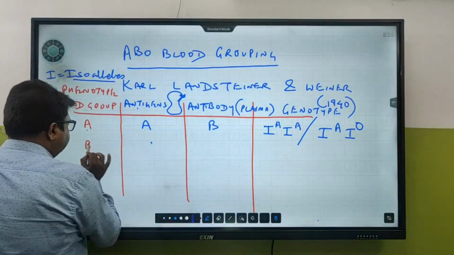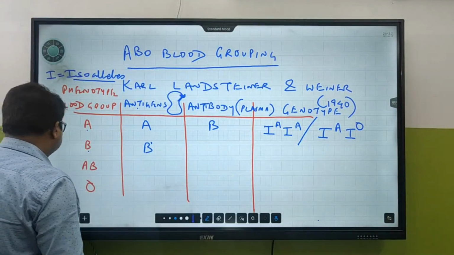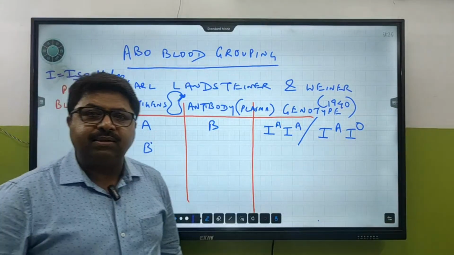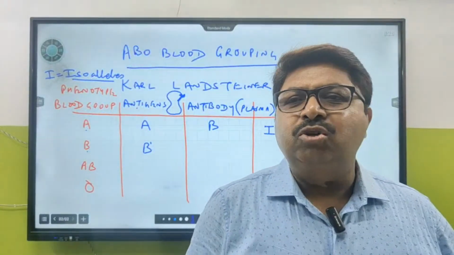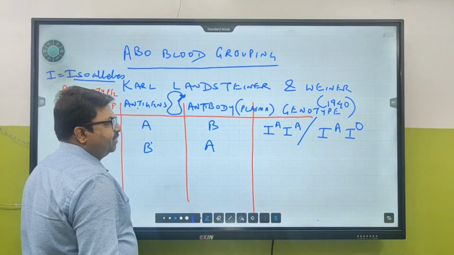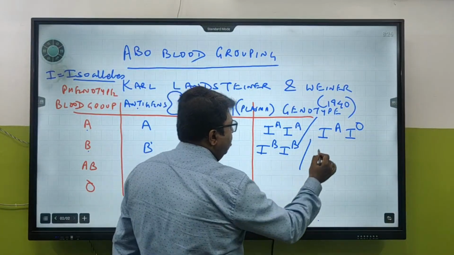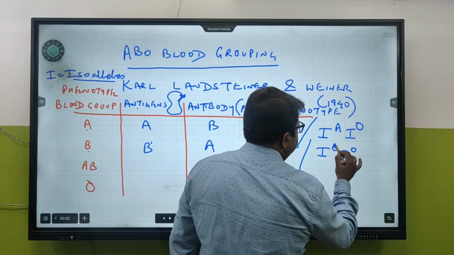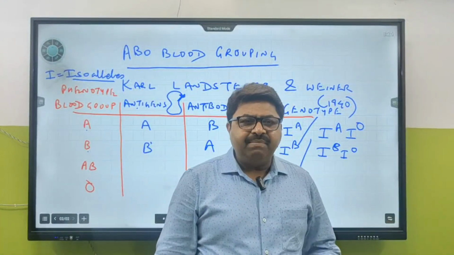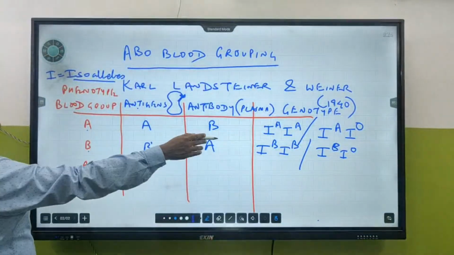The second type is B. If the blood group is B, the antigen present is B only. On the basis of the antigen present, we can name the blood group. So for B blood group, the antigen should be B, and the antibody is going to be just opposite, A. The genotype should be IB, IB, that is homozygous B, or IB, IO. In your book, only I is given, no O; O means nothing is there. So IB, IO is the heterozygous one.